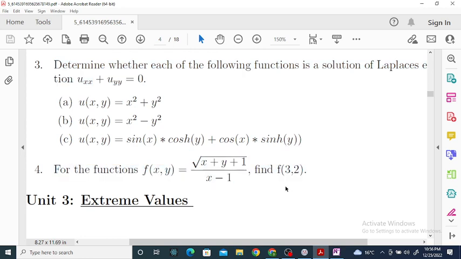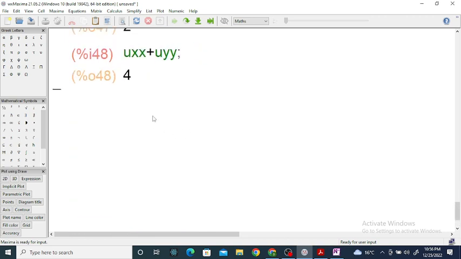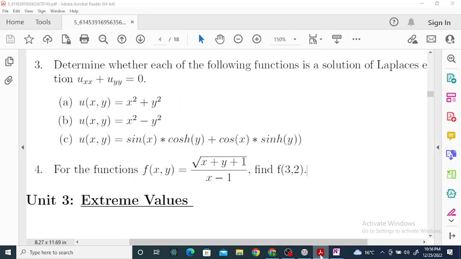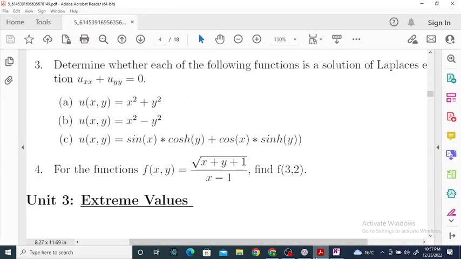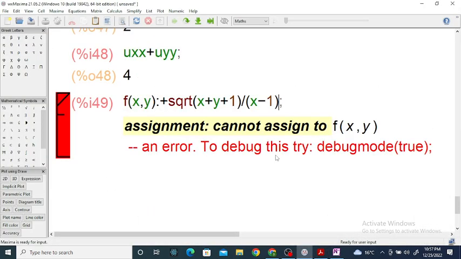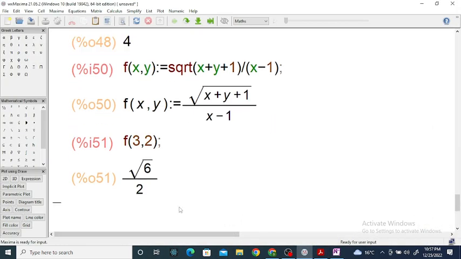So again, for this function, we want to determine the value of f of 3, 2. First of all, you want to enter this function. In Maxima, it's very simple to enter a function. Just write f of x comma y is equal to the square root of x plus y plus 1, and in the denominator x minus 1. Now if you enter, it is the equal sign, not plus. So this is the given function f of xy, and just enter the value, f of 3, 2. You will get the answer, square root of 6 by 2.